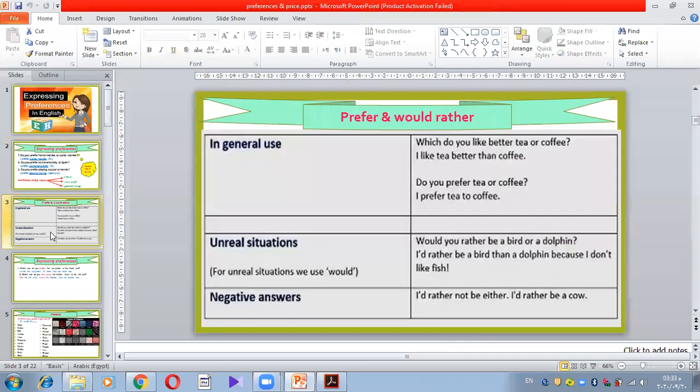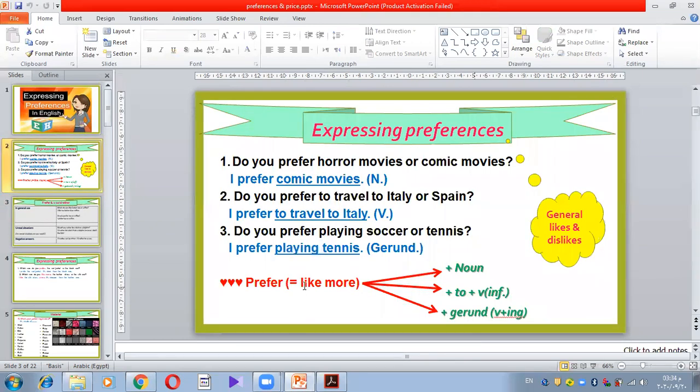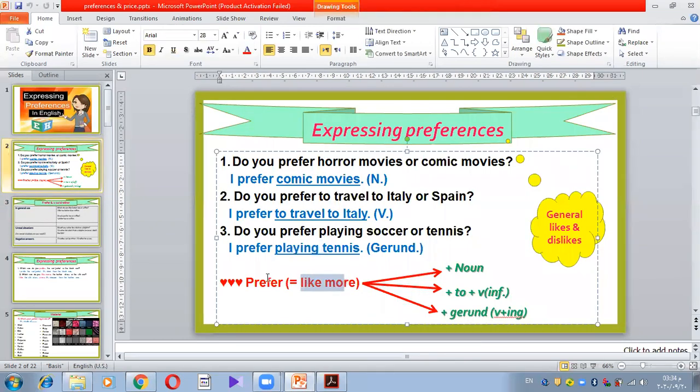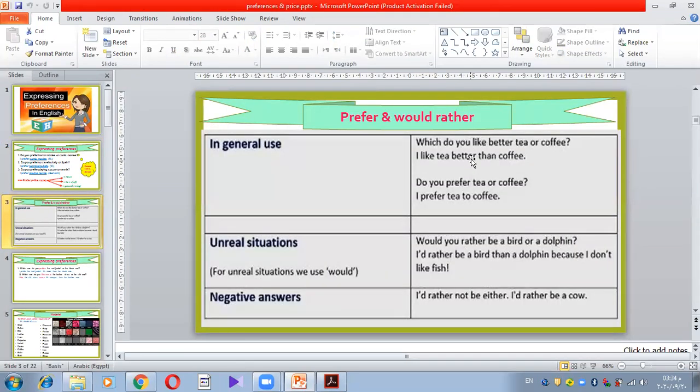Some people get confused and ask, when can I use prefer and when can I use would rather? In general use, guys, we use prefer. Which do you like better, tea or coffee? What is meant by like better? Like better is the same as like more, which is the same as prefer, the same meaning. So which do you like better, tea or coffee? I like tea better than coffee. Okay, do you prefer tea or coffee? I prefer tea.